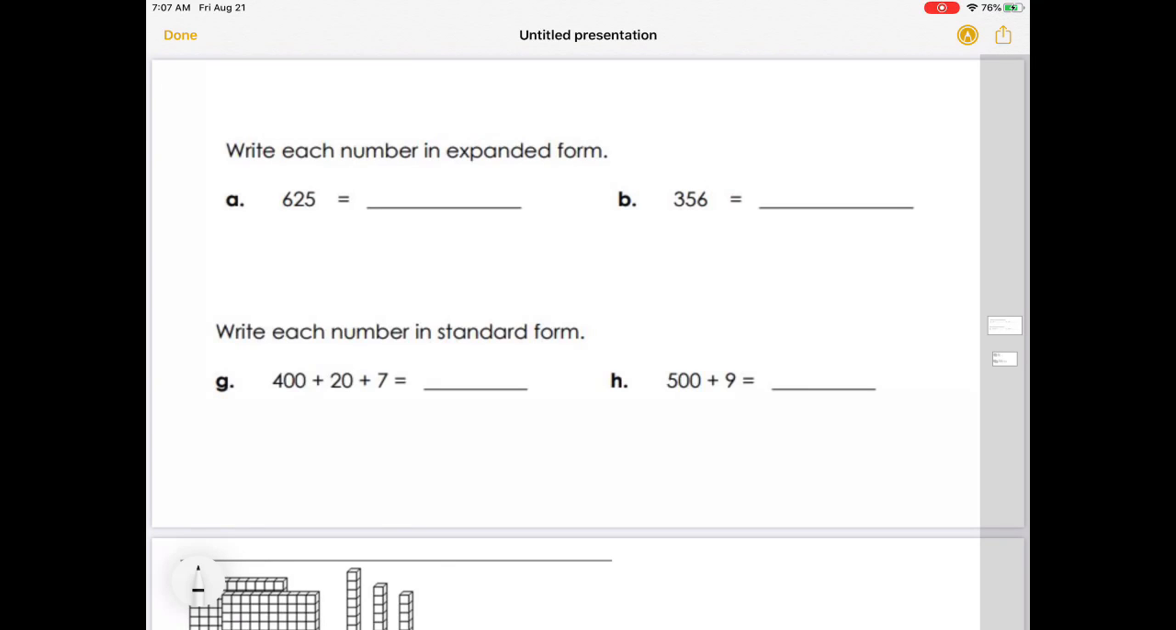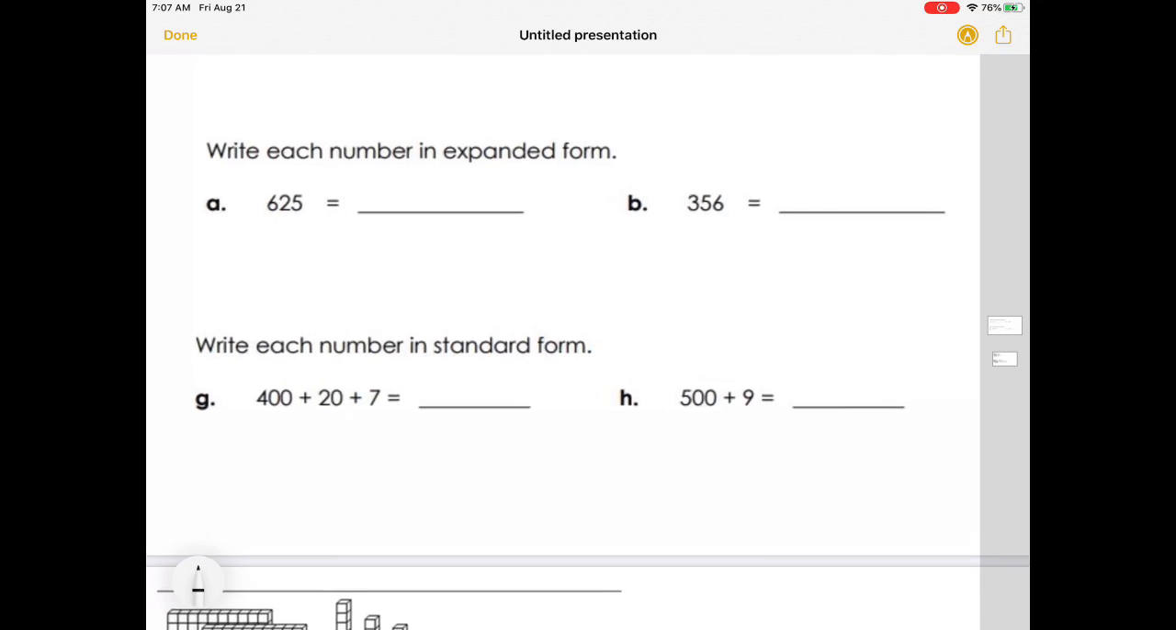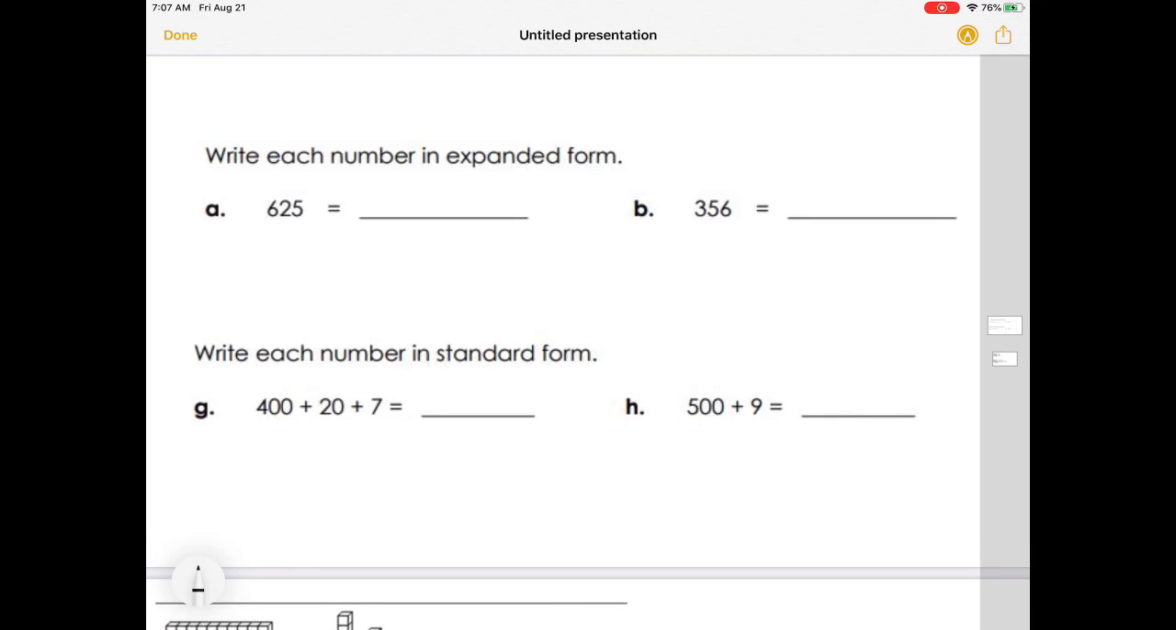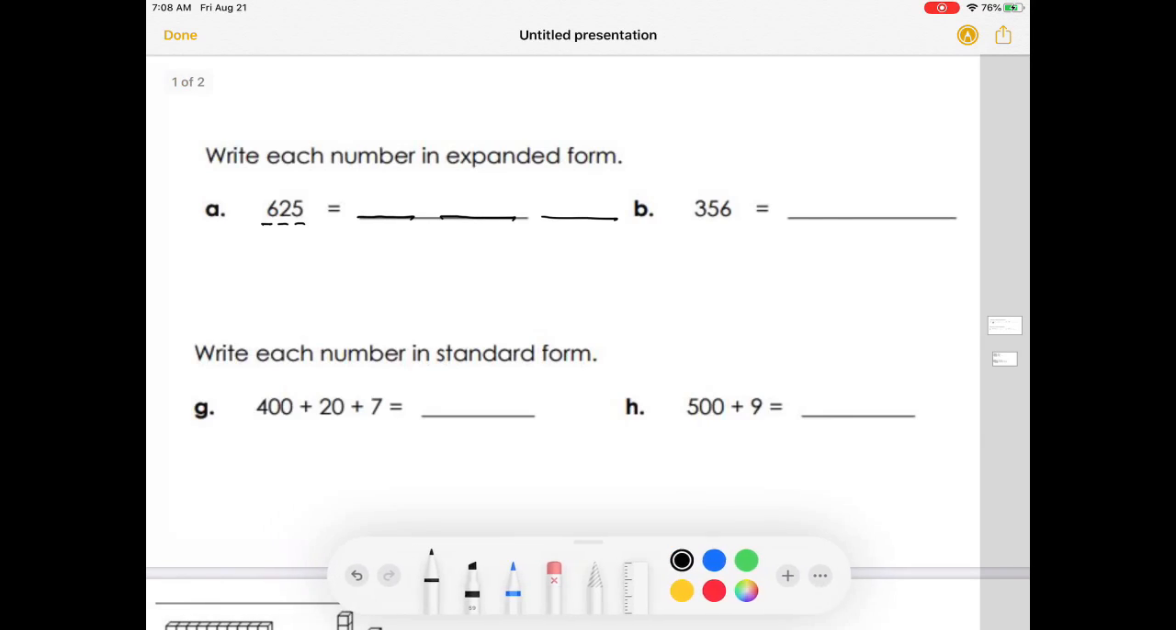Today we're going to have a little review with how to write numbers in expanded form. So I need to look at my hundreds, my tens, and my ones. And my trick, this line's a little small, but it'll work, is I make a line for my hundreds, my tens, and my ones. Let's change color so you can see that a little better.